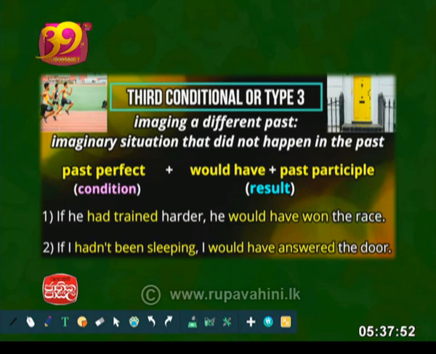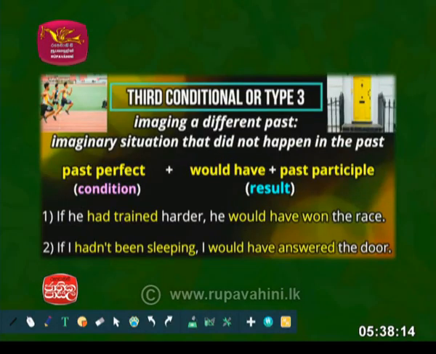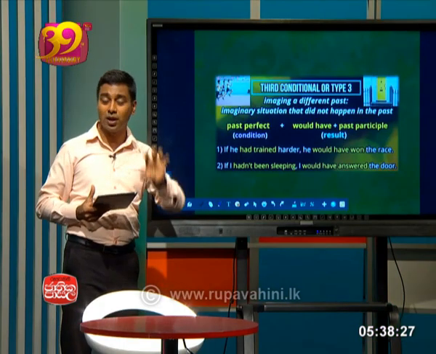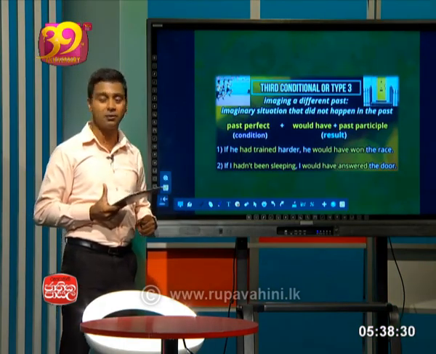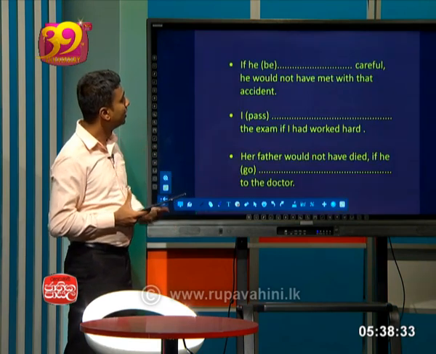That means we are talking here about something that did not happen in the past, right? Past perfect. Oh. For example, if he had trained harder, he would have won the race. If he had trained hard, he could have won, but now he has lost. Right. If I hadn't been sleeping, I would have answered the door. If I had not been sleeping, I could have checked who was at the door. That means this is a situation describing something that did not happen in the past, and what result would have come if it had. Right, okay. And next, a few examples, a few activities for you to do, children.